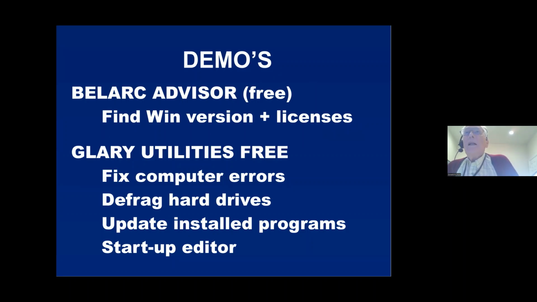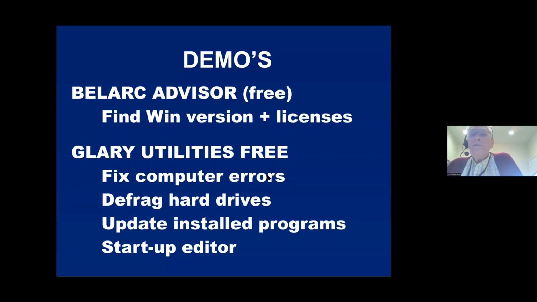I want to show you this BellArc Advisor Free program, show you what it does, and it will help you find the Windows version and all the licenses, all the numbers of all the programs, whether it's your Windows license number or, if you're using Microsoft Word, it'll pick up that number. All the numbers will be stored in this, as well as everything on your computer, all the hardware and all the software. It's a really helpful program to run periodically and save a copy of, so that you've got a list of everything that's in your computer.